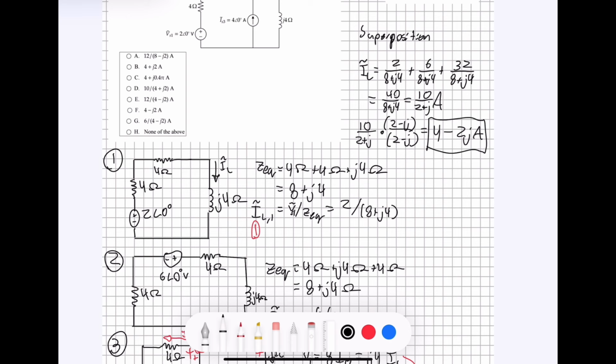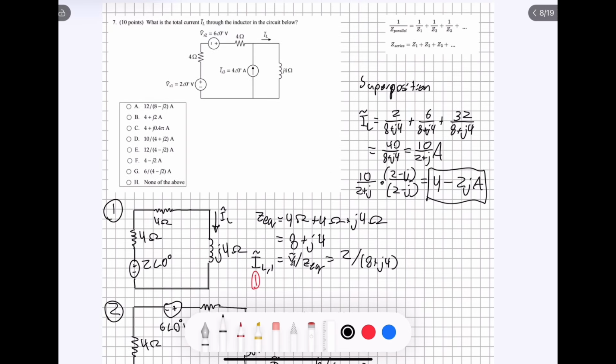And with that final answer, we can look at the problem. The answer is given over here, and we can see that matches up with answer F right here. So answer F is going to be our correct answer for problem number 7.